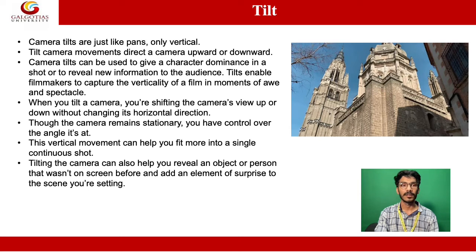While you tilt a camera, you are shifting the camera's view up or down without changing its horizontal direction. Though the camera remains stationary, you have control over the angle it is at. The vertical movement can help you fit more into a single continuous shot. Tilting the camera can also help you reveal an object or a person that wasn't on screen before and add an element of surprise to the scene you are setting.